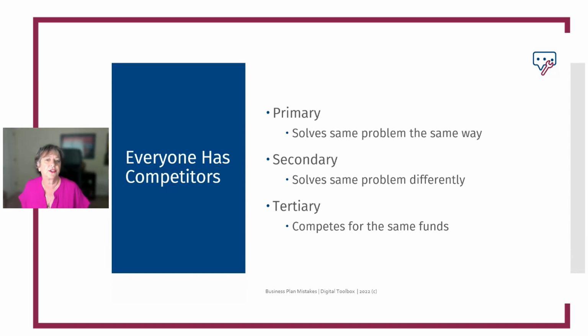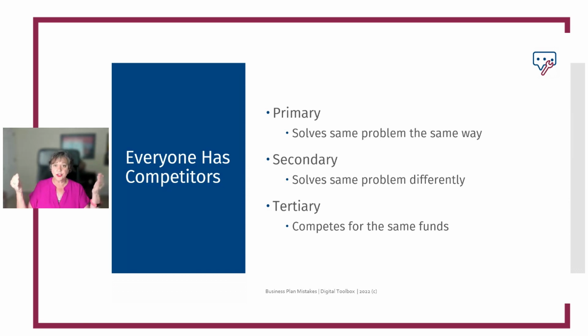Secondary competitors solve the same problem, but they do it in a totally different way. For example, a small business owner wants to grow. He can go to a marketing company, a business coach, or a sales coach. Each of those types of businesses will help move him along. Each of those types of companies can provide a solution to his problem. They are not the same.